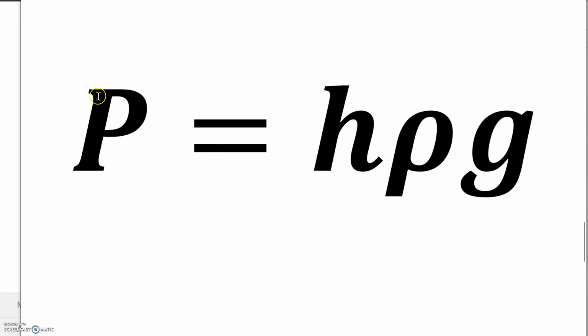We have P for pressure equals h, which is represented by depth, rho, which represents the density of the liquid, and g, which represents the gravitational acceleration. Now keep in mind this formula when we perform the experiment later.